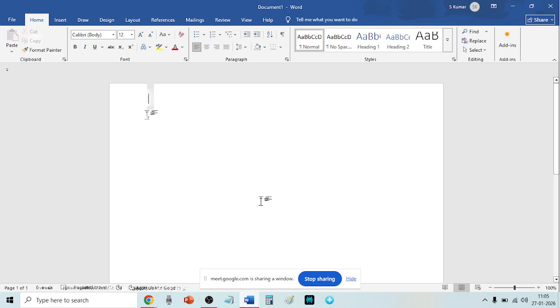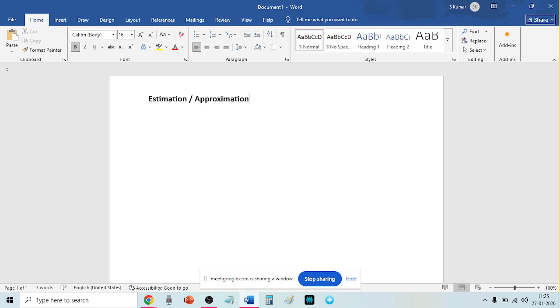Yes. Now the next one is called estimation. Estimation is sometimes called approximation or rounding off. Rounding off, estimation or approximation to a given value, to a given tens or hundreds or thousands or whatever it is.